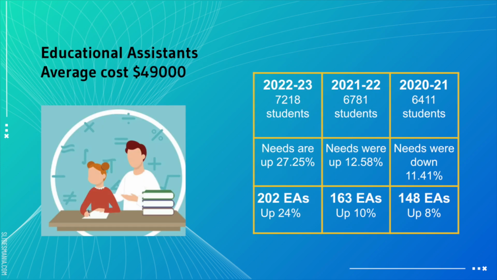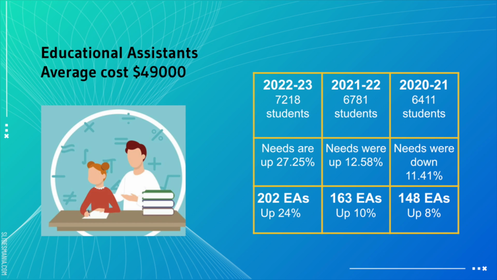As I mentioned, this was an area that parents felt was a priority, to have that help in the classroom for students and have those supports for them. And so I just wanted to show you that last year we had 163 educational assistants, and this year we have 202. So we're up about 24%. However, we are up in enrollment of special needs students as well. We have increased by 27% this year of special needs students. So our enrollment was up about 8%, and a lot of those were special needs.